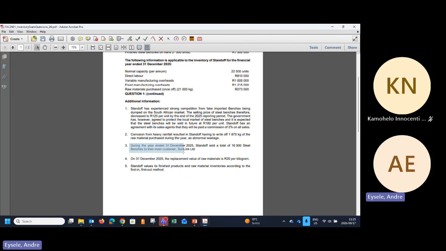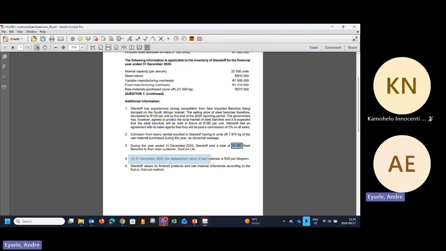During the year ended 31st, Standoff sold a total of 16,500 steel benches. There you go, there's your cost of sales item. 16,500 is how many steel benches you sold. Can you see it's far less than the 20,500 units you produced? So you've got 7,500 left in stock, but we still must get the closing stock value, which we don't know yet.